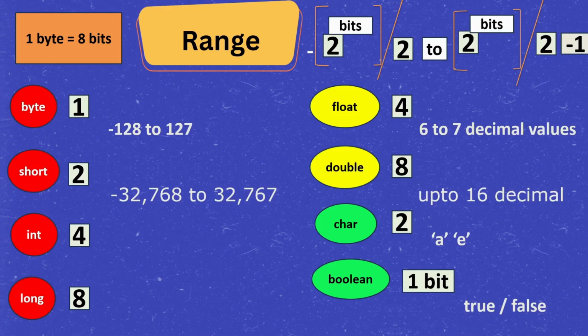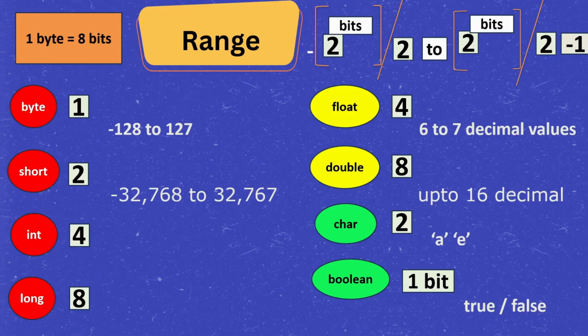Then we have character. In character you can store one single character. What are characters? A group of characters forms a word. Like there is a word, range, right? So each character in RANGE is a character. So you can store each character in your char data type.